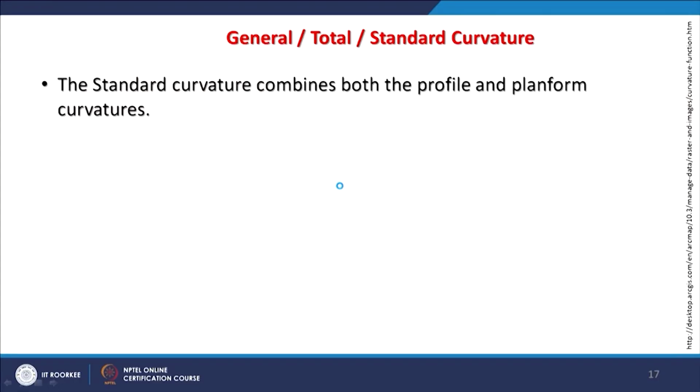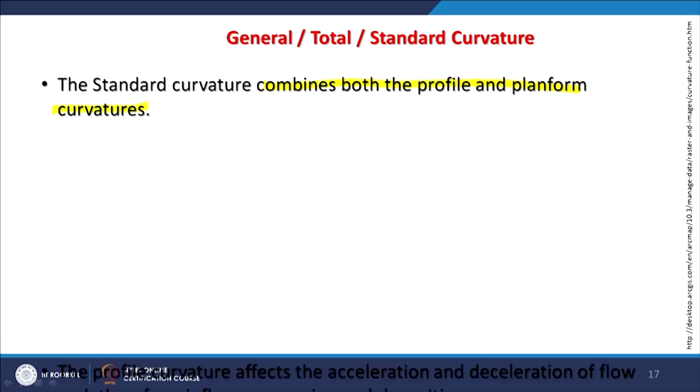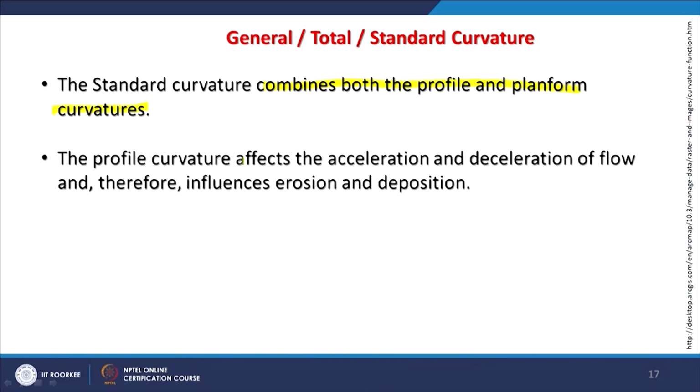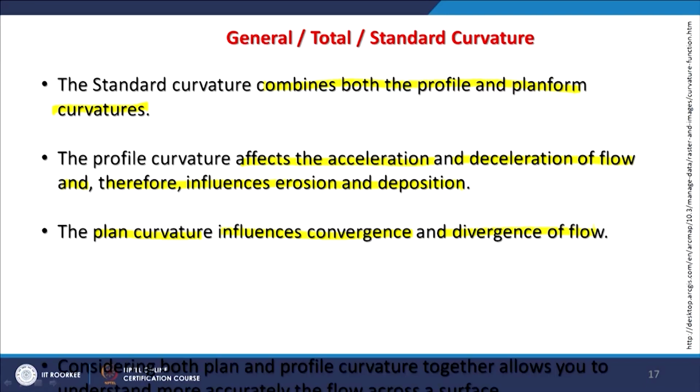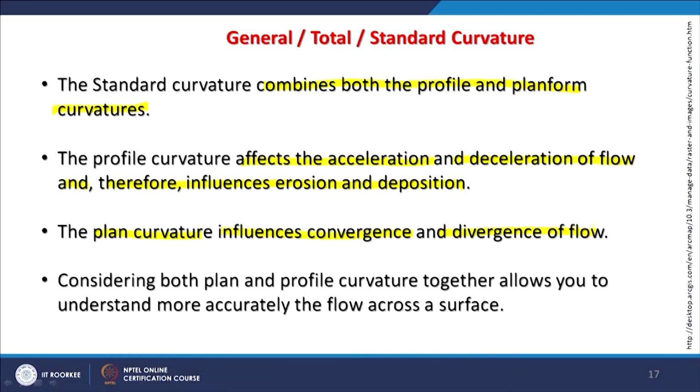Now, standard curvature basically combines both the profile and plan curvatures. And profile curvature affects the acceleration and deceleration of flow, therefore influencing erosion and deposition, whereas plan curvature influences the convergence and divergence of flow. So, if we combine both and create a standard curvature, together this will allow us to understand more accurately the flow across a surface.